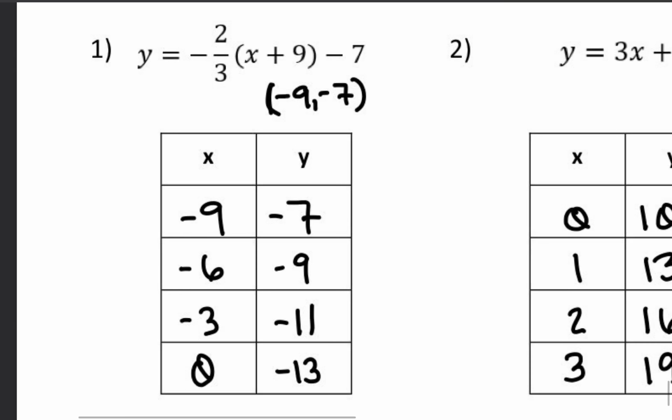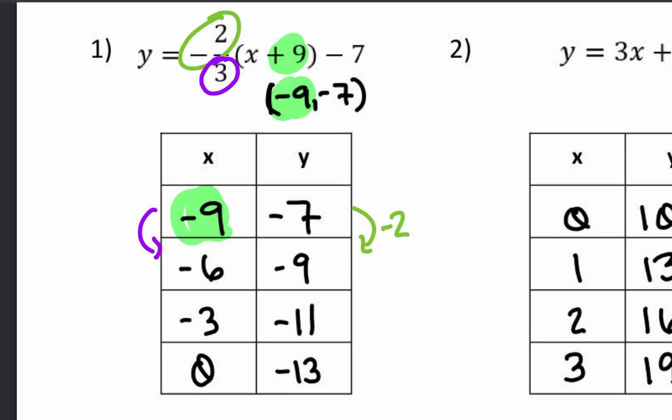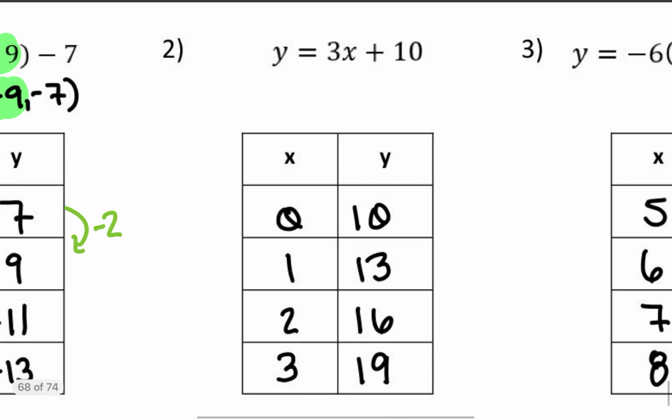So number 1, we have negative 2/3 x plus 9 minus 7. Remember, x is our liar, so when I write the start of the table, it's going to be a negative 9. The y's stay the same. Going down my table, I'm going to subtract 2. Going down my table on the x side, I'm going to add by 3. Remember, you can only use that negative once.